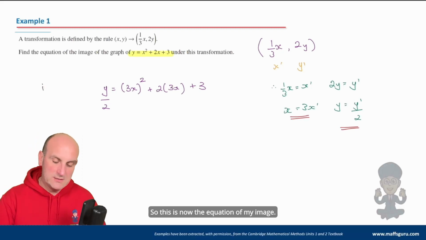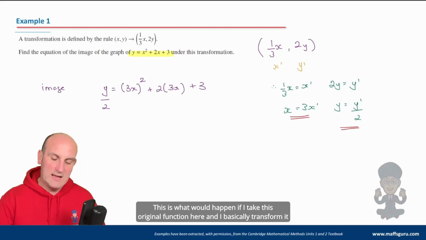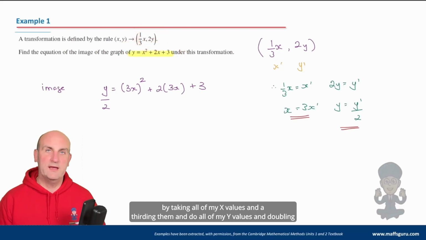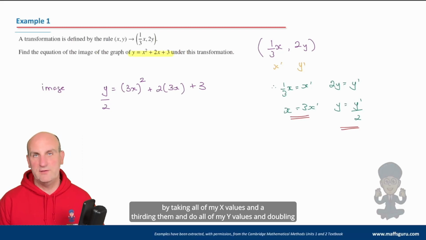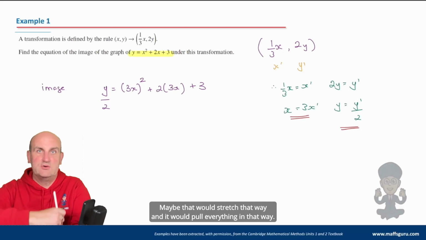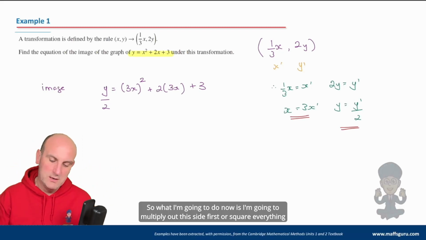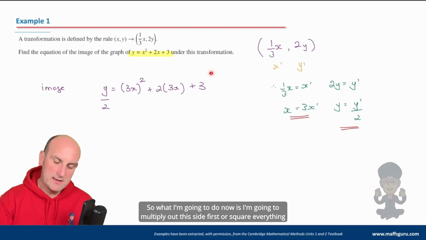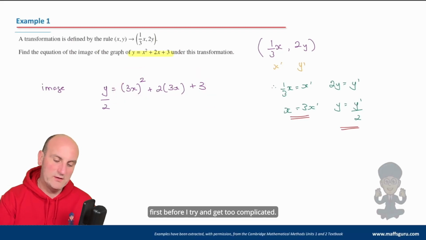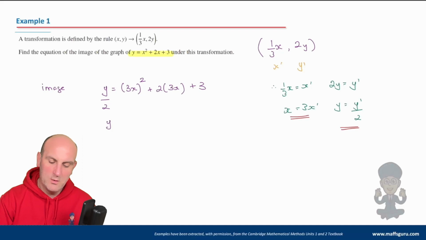So this is now the equation of my image. This is what would happen if I take this original function here, and I basically transform it by taking all of my x values and thirding them, and all of my y values and doubling them. So that realistically that would stretch that way, and it would pull everything in that way. So what I'm going to do now is multiply out this side first, or square everything first before I try and get too complicated, one thing at a time.